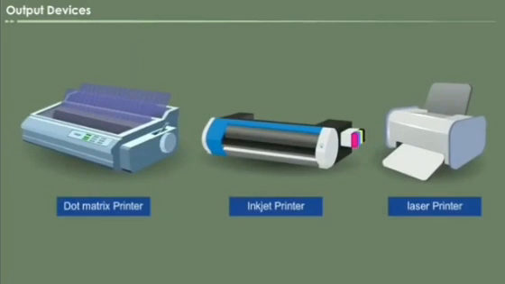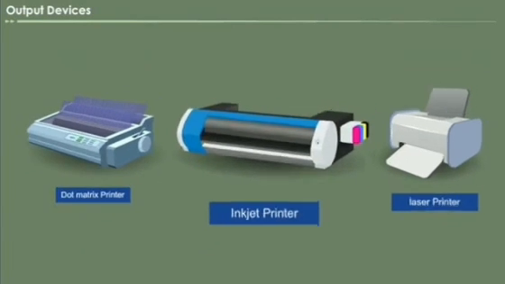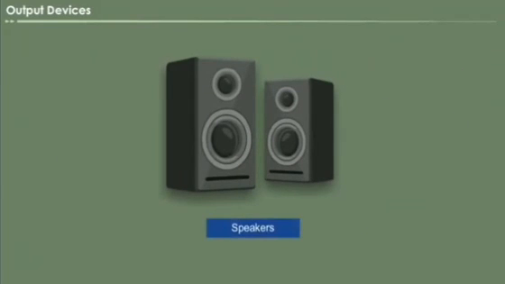Printers. The printer takes the information on your screen and transfers it to paper or a hard copy. Three types of printers are commonly used, that are dot matrix, inkjet and laser. Speakers. They receive audio input from the computer's sound card and produce audio output in the form of sound waves.